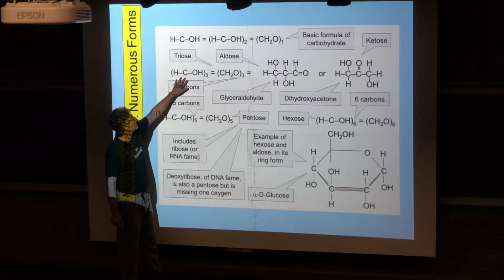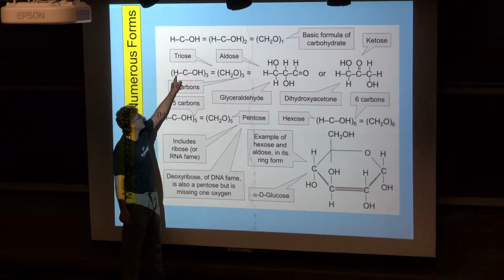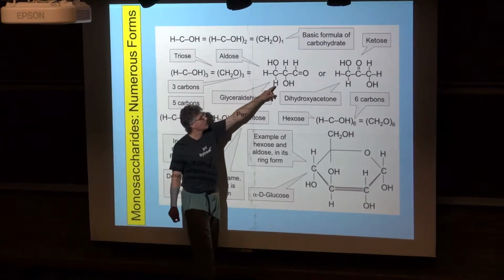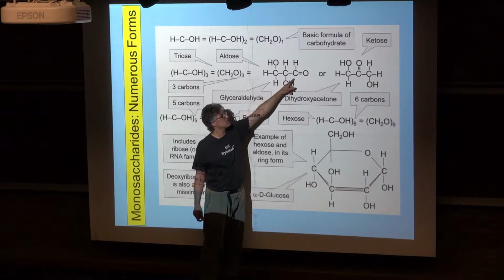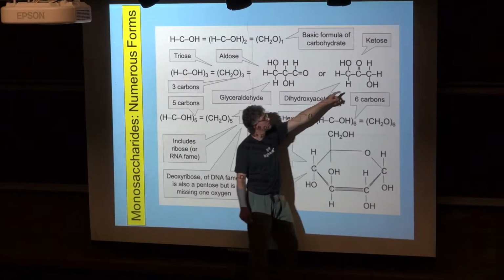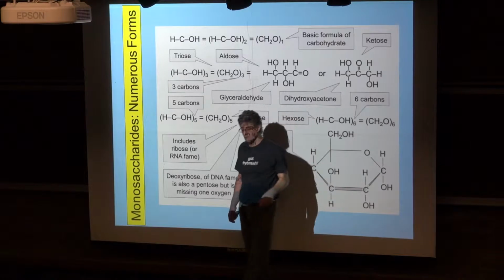Here we have a triose. It consists of 3 carbons. So you have an H and a C and an OH, or CH2O3. This can either exist as an aldehyde sugar, an aldose, with the double bond O on the end, or a ketose with the double bond O in the center.